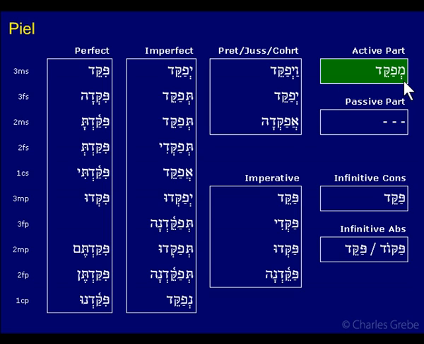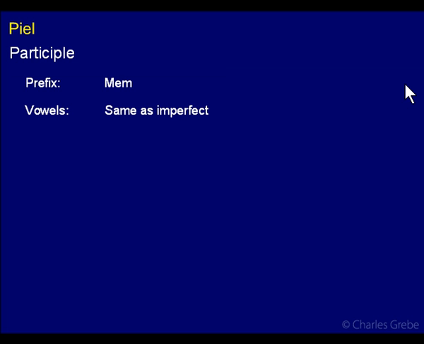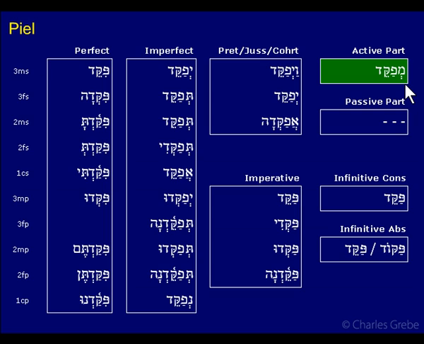Now this hiriq or this shva here is going to give us a clue that we probably have a Piel. The Pual will have a shva there as well, I think, yes, but it has a different vowel here. So vocal shva marks Piel or Pual. Okay, what am I going to say here? The participle is marked with mem. The vowels are the same as the imperfect. Okay, mifaked. Let's go over to the imperfect. Yifaked. Okay, so vowels are the same, and mem marks the participle in Piel, Pual, Hitpael, Hifil, and Hofal.